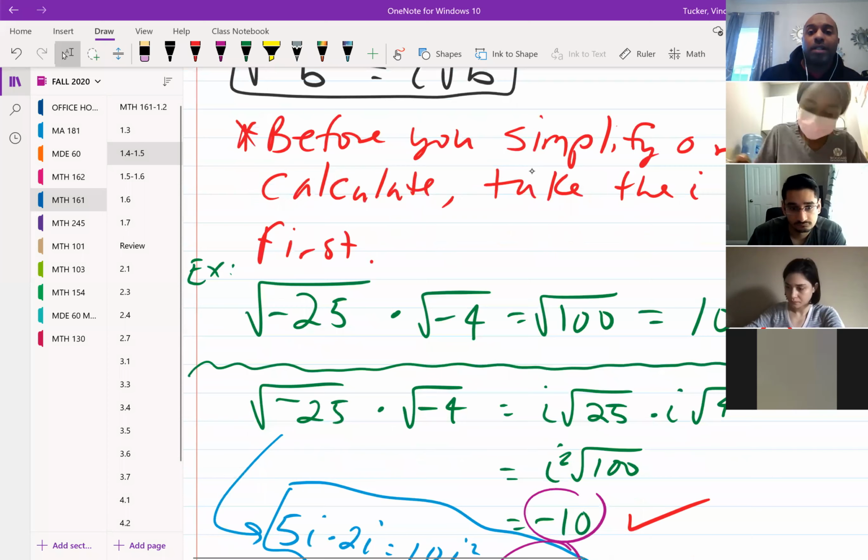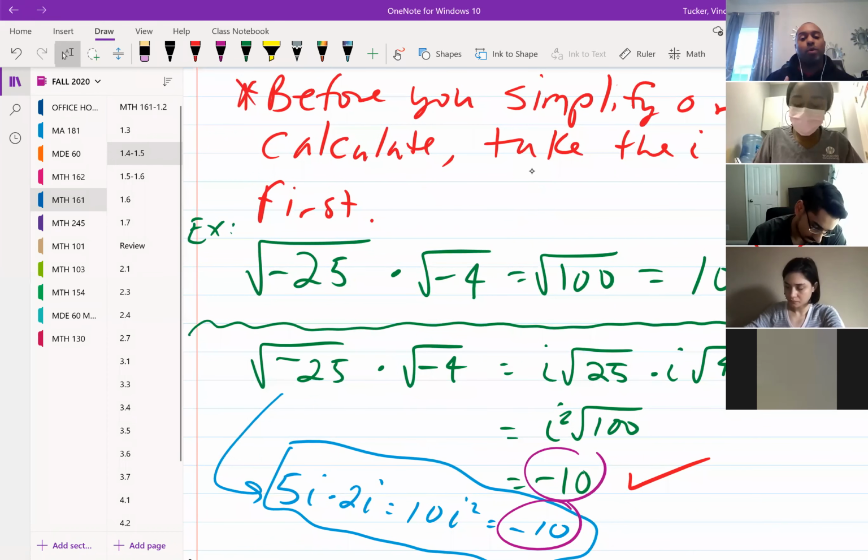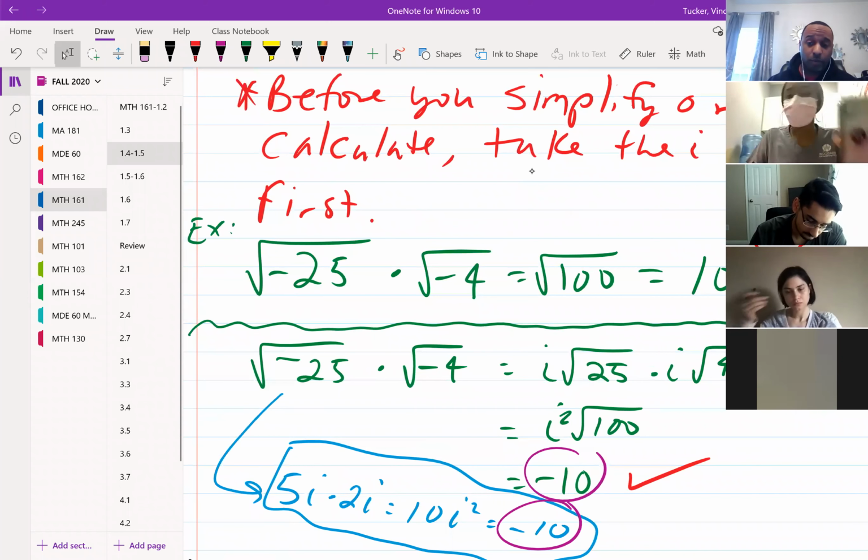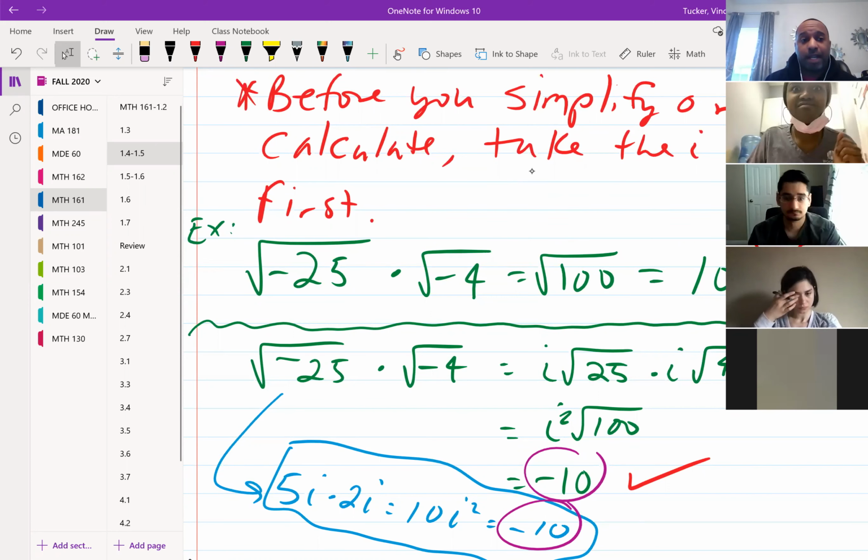So if we lean on what I said initially, you want to take out the i first. So I'm going to do this two different ways. If I just took out the square root of -1, which is i, that would be i square root of 25 times i square root of 4. Multiply those two together. i times i is i squared. And then the square root.